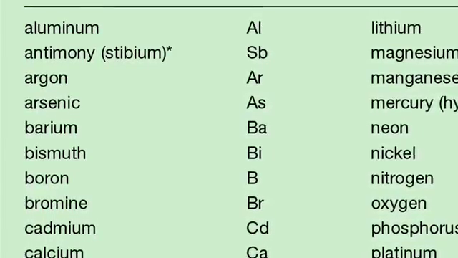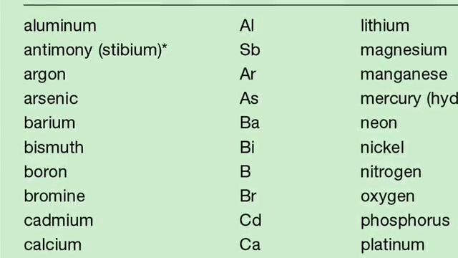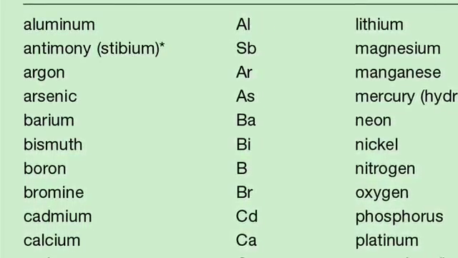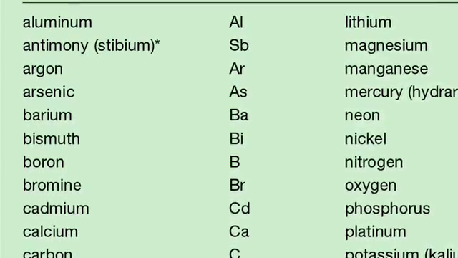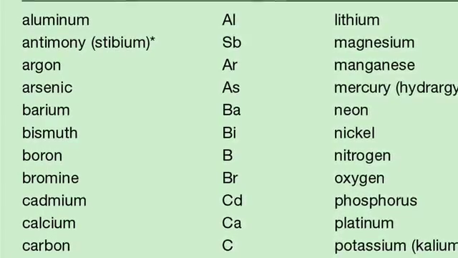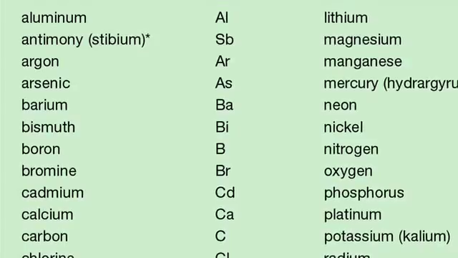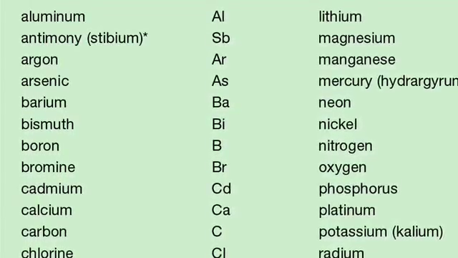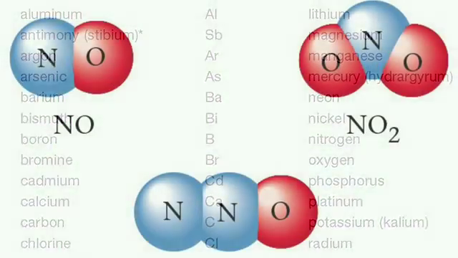But then you have antimony, which is Sb for its symbol. Argon, Ar. Arsenic is not Ar because that would be confusing, right? Because argon's Ar, so that one is As. Barium, Ba. Bismuth, Bi. Okay, so on and so forth. So just getting a little bit more familiar with the element names and their symbols.